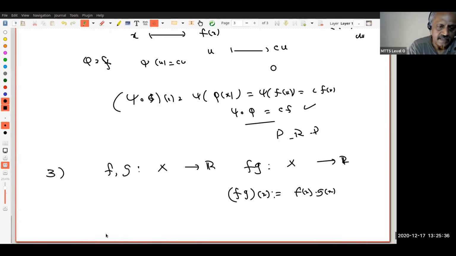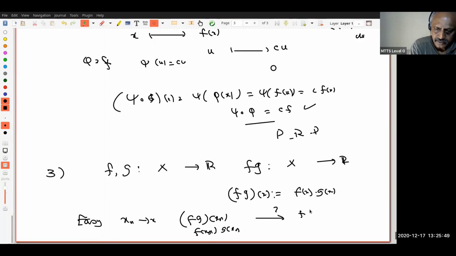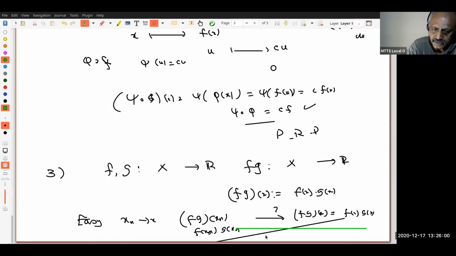And I'm sure all of you know the easy proof now, right? Xn converges to x. Does fg at xn, that is f xn times g xn, converge to fg at x, that is f x times g x? But I know f xn converges to f x and g xn converges to g x. Therefore, the product converges, because of the algebra of convergent sequences of real numbers. Do you follow that?